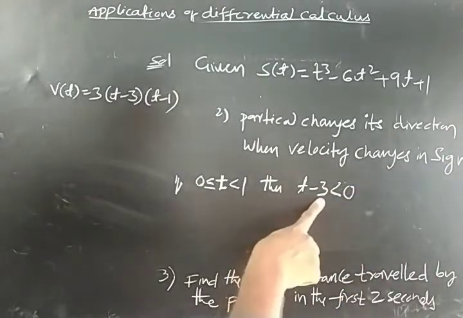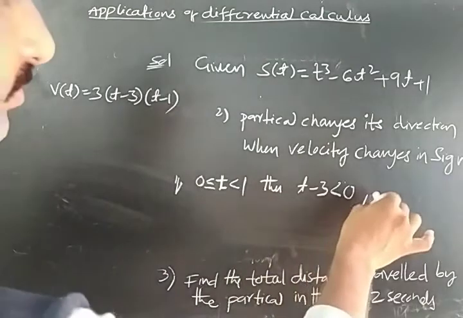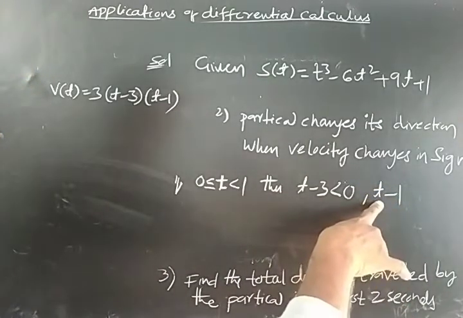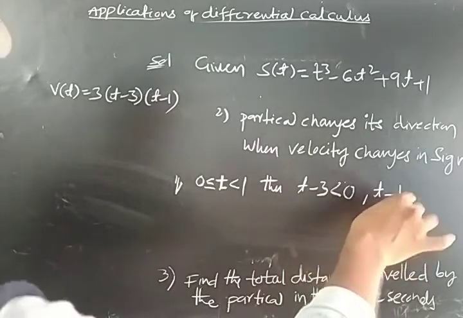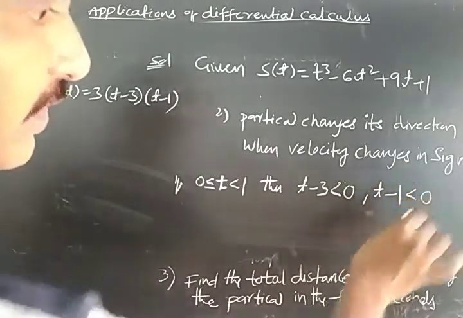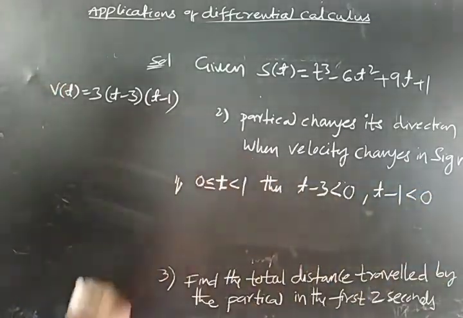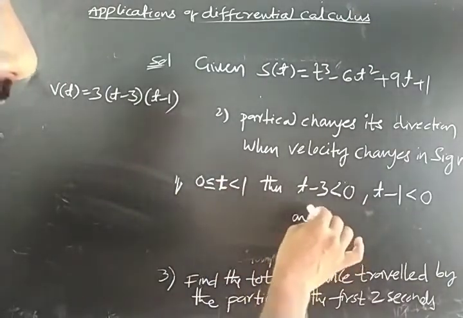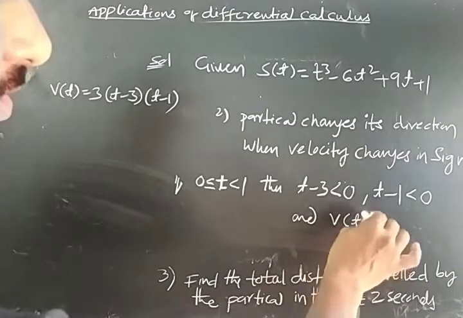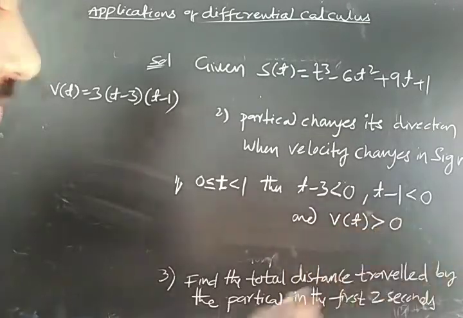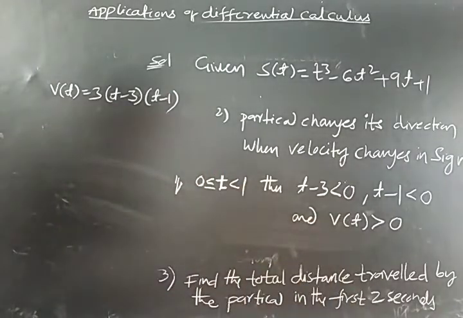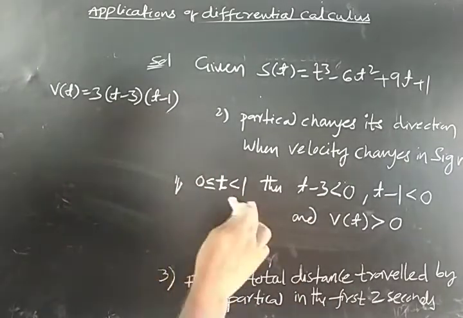So this will be negative, and this factor t minus 1 is less than 1, and this is minus 1, again it will be negative. Both are negative, negative into negative, so velocity will be positive in this interval.